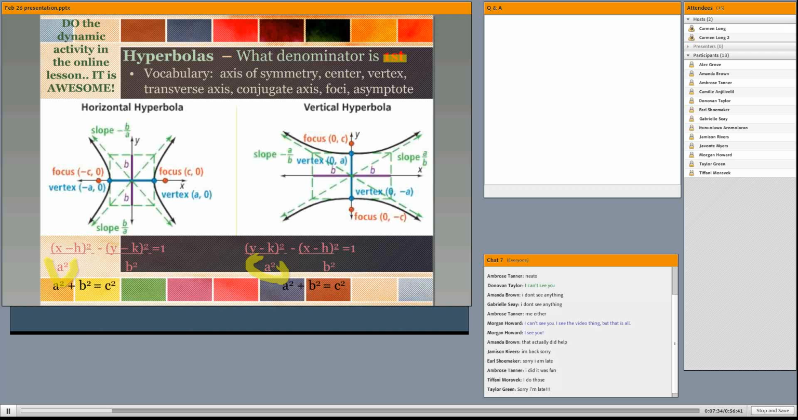And the Pythagorean identity is a squared plus b squared equals c squared. Everybody in the chat pod or in the Q&A pod, type what the Pythagorean identity for ellipses is.